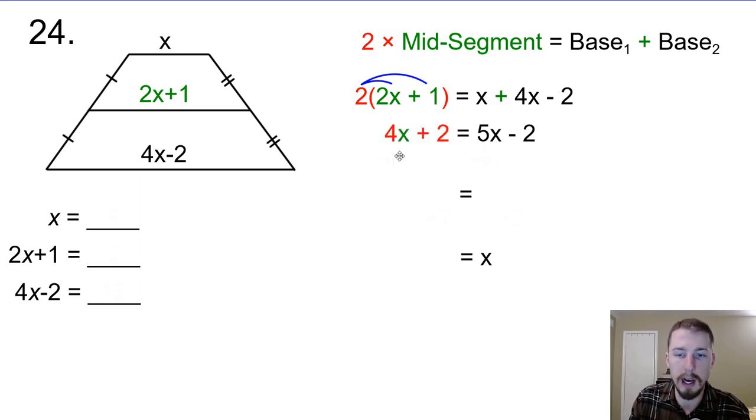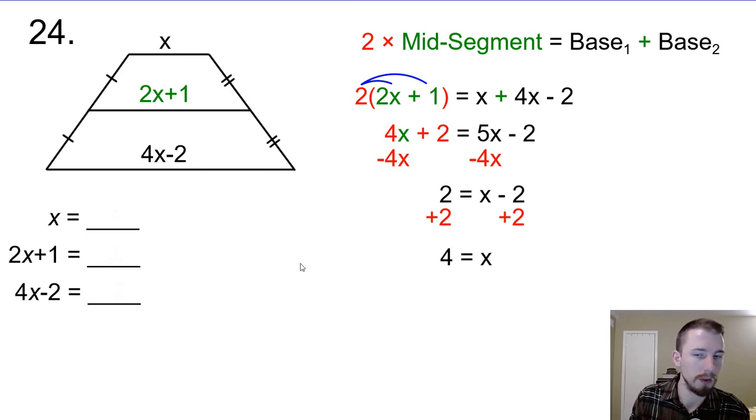Then we're going to subtract the 4x from both sides because it's a smaller number of x's, leaving us with 2 is equal to x minus 2. Then we add 2 to both sides, leaving us with 4 is equal to x. All right, so x is equal to 4. Then we can plug it in. That's going to be 8 plus 1, which would be 9. And then 4 times 4 is 16, minus 2 is 14.